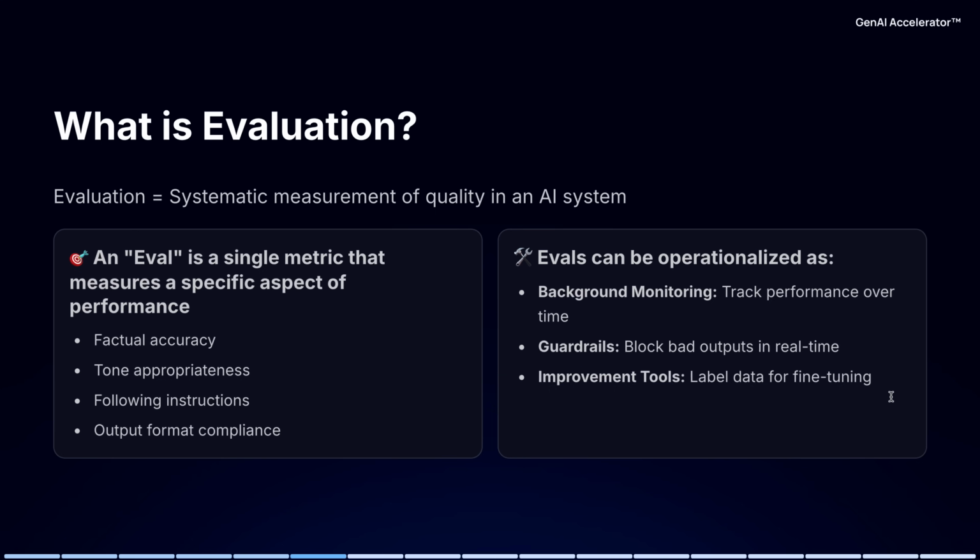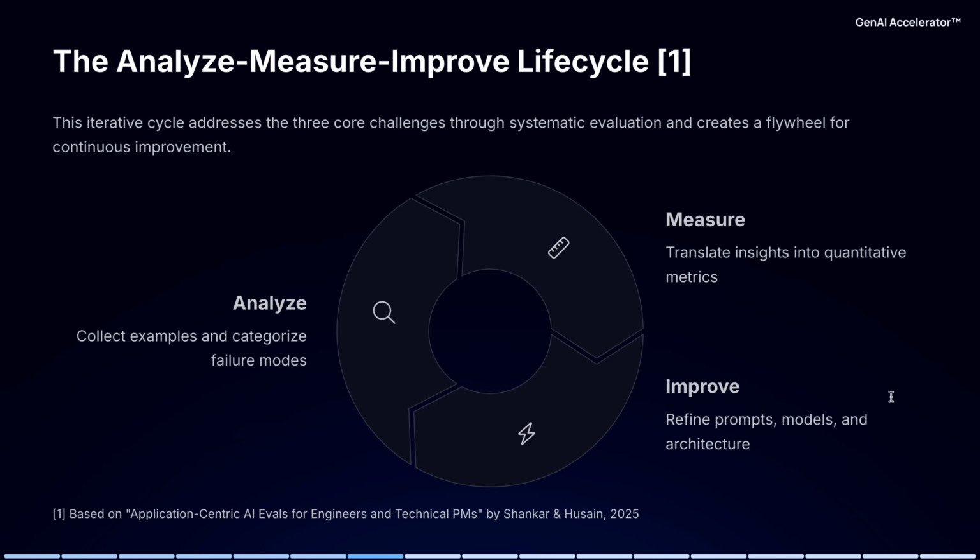And evals can be operationalized in the following 3 ways. They can be running in the background for background monitoring, so tracking performance over time. You can implement them as guardrails, so you block bad outputs in real time. And you can use improvement tools, so you can label data for either fine-tuning or for just creating custom datasets to create your own suite of tests around these things. And how you apply this in practice in the real world is following the analyze, measure, improve life cycle.